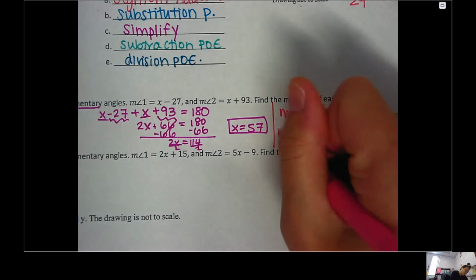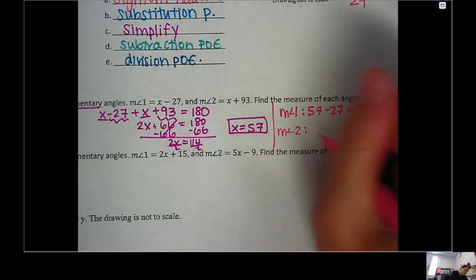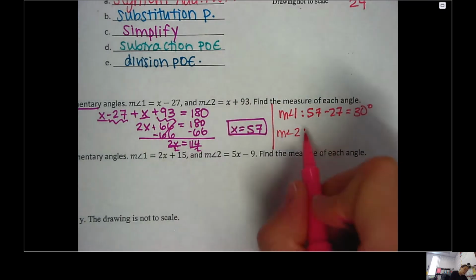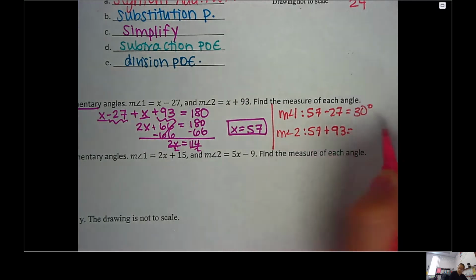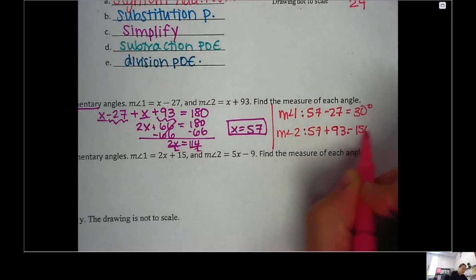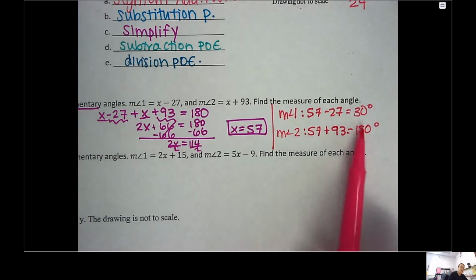I do the same thing for the measure of angle 2. It is x plus 93, so that's 57 plus 93, which gives me 150. And if I add those two together, I get 180, so I've done it right.